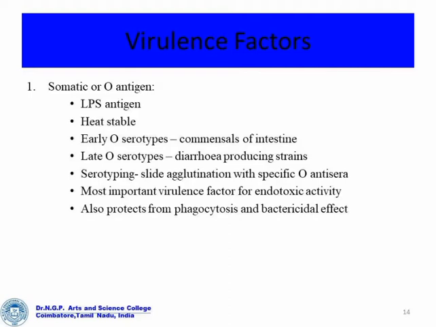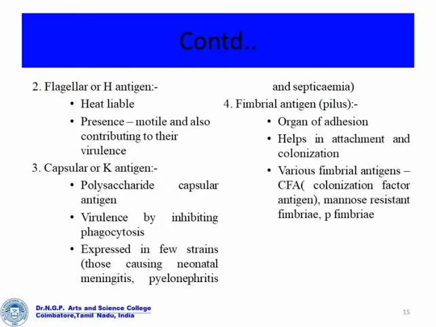It is stable. Early ones are usually commensals of the intestine, and the later ones are the diarrhea producing strains. Serotyping is done by slide agglutination with specific O antisera. O antigen is the most important virulence factor responsible for endotoxic activity, and it also protects the bacteria from phagocytosis and the bactericidal effect of complement.